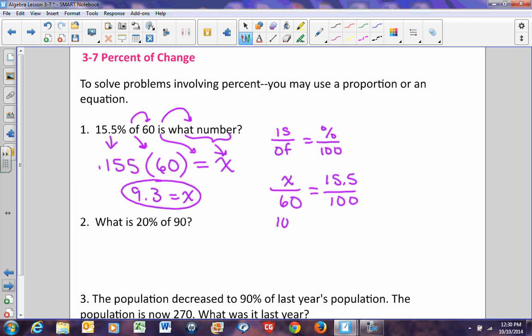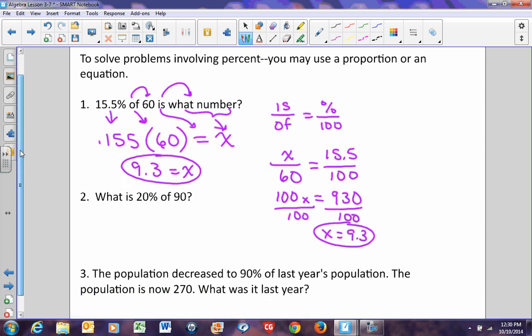So I have 100x equals 15.5 times 60, which happens to be 930, divide by 100, and x is equal to 9.3. Same exact answer I got over here on the other one. It doesn't matter which way you use, whether it's an equation or a proportion, as long as you're familiar with one or the other, you can do either one.